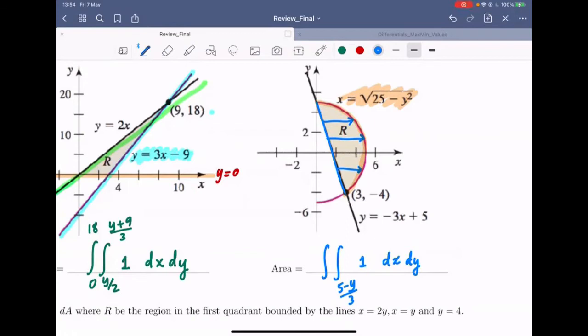Okay. This is already the form we want. So good. Square root of 25 minus y squared. Okay, good. I don't have to do anything. And then y is going to be from this point, -4, right, to this point, which I need to find a range.